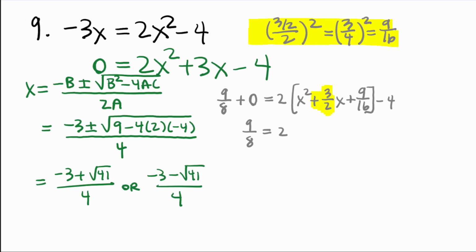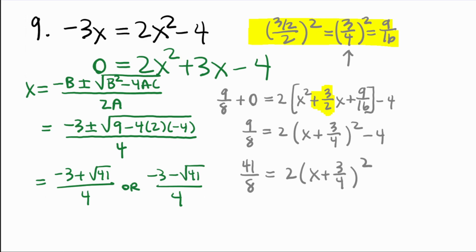Take this a little bit slower. So it's going to be x plus this number squared. Okay, so x plus 3/4 squared minus 4. And then I'm going to add 4 to both sides. Now in terms of eighths, 4 is 32 over 8. So I'm going to add over here, and I get 32 over 8 plus 9 over 8 is 41 over 8. Okay, that's where that 41 is coming from in the square root, is equal to 2 times this thing squared.